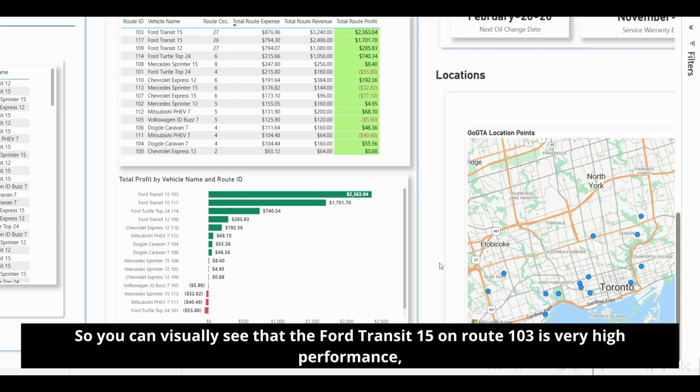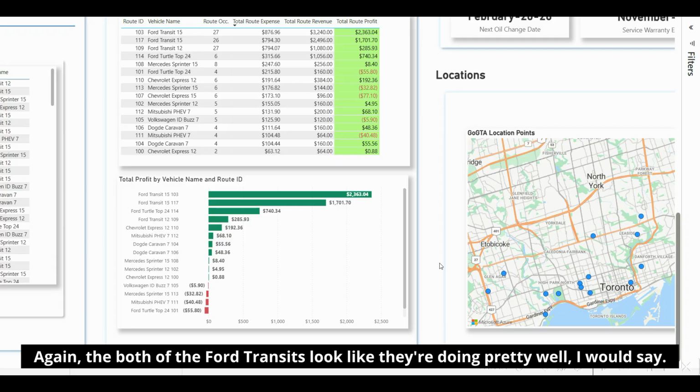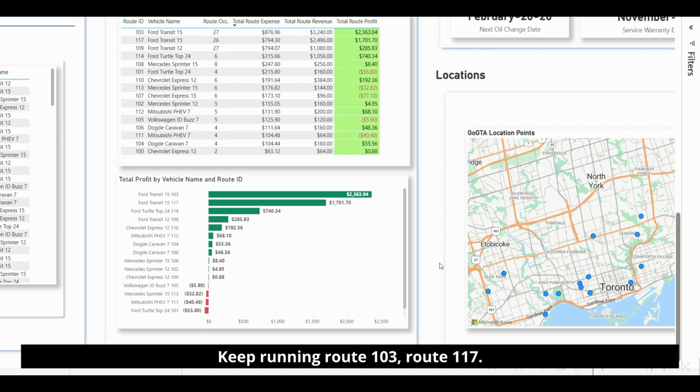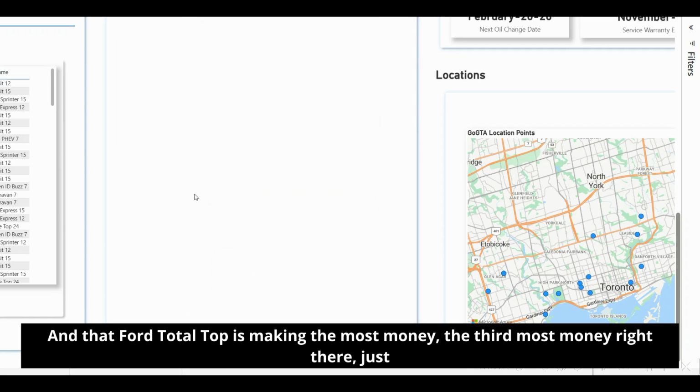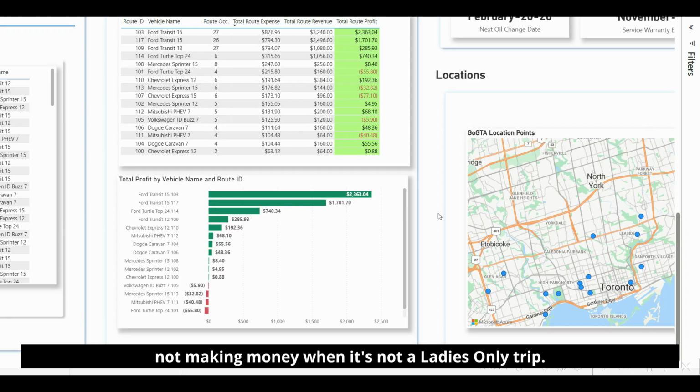So you can visually see that the Ford Transit 15 on Route 103 is very high profit. It's a really good route for this business, right? Again, both of the Ford Transits look like they're doing pretty well, I would say. Keep running Route 103, Route 117, and that Ford Total Top is making the third most money right there. Just not making money when it's not a ladies only trip. So I would personally eliminate it.